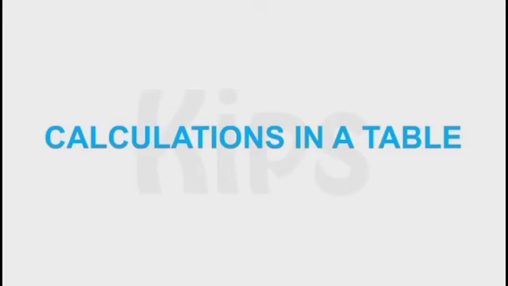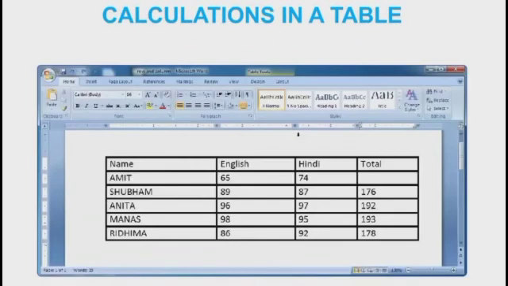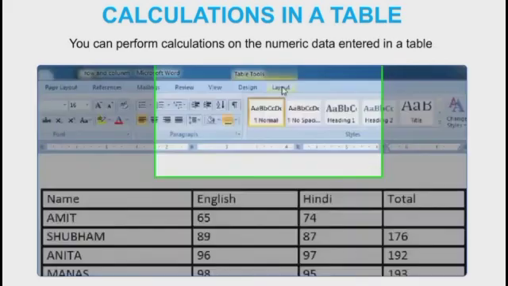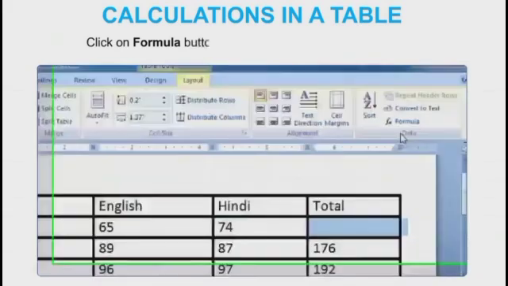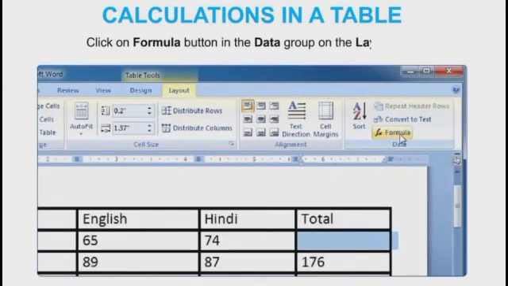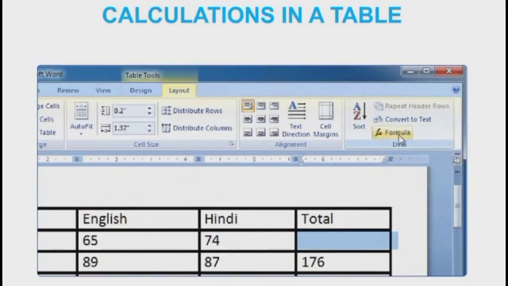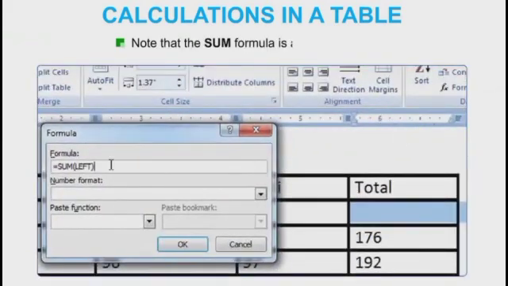Calculation in a table. You can perform calculations on the numeric data entered in a table. Click in the cell where the result is to be displayed. Click on the Formula button in the Data group on the Layout tab. The Formula dialog box is displayed. Note that the sum formula is already displayed. Click on the OK button.